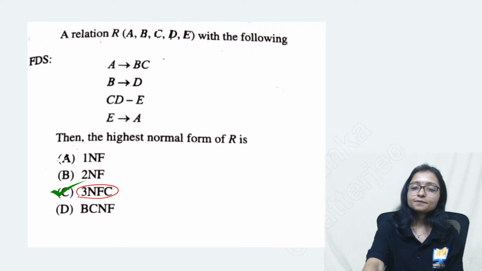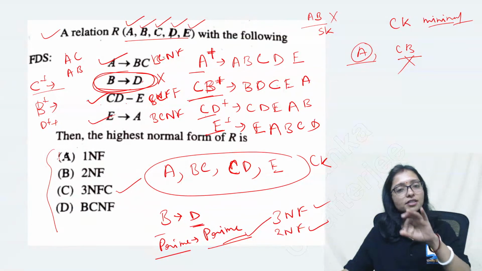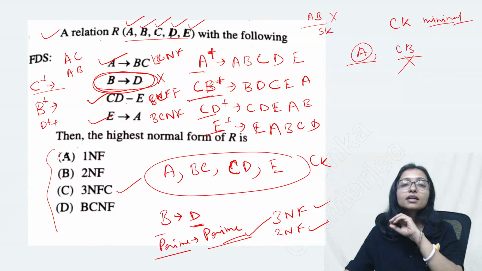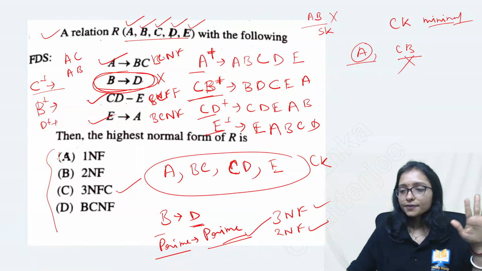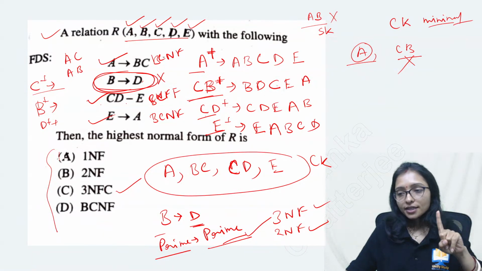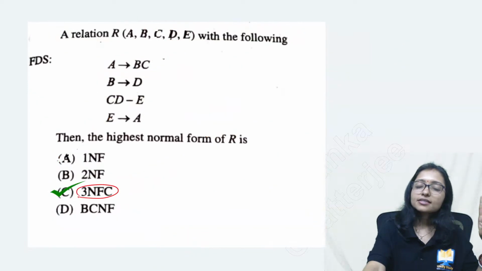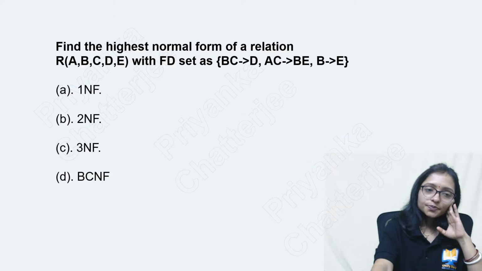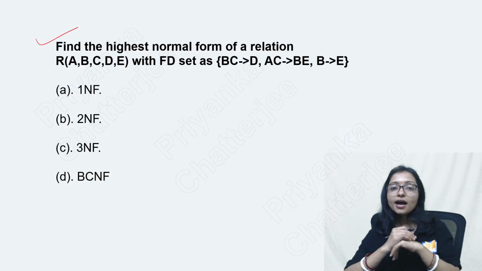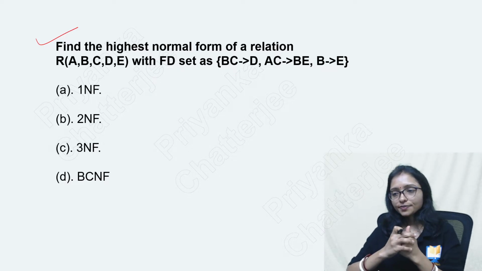Got it? How to understand? I have selectively taken these questions so that all your concepts should be clear. It is in 3NF. Clear? Yes. Good. Achha, now tell me. Now do this. Find the highest normal form of this relation.